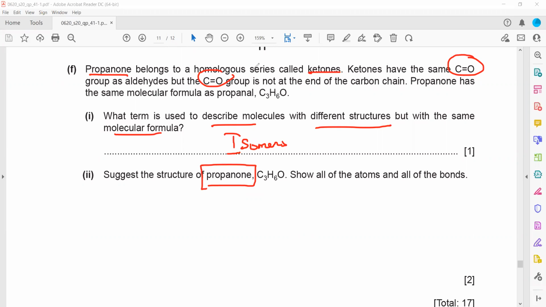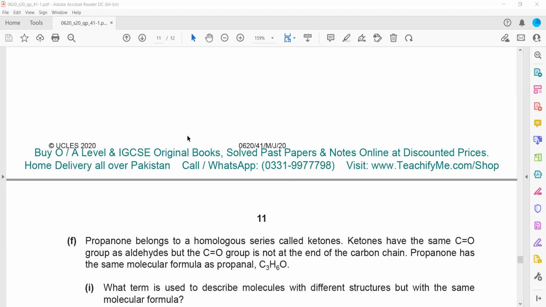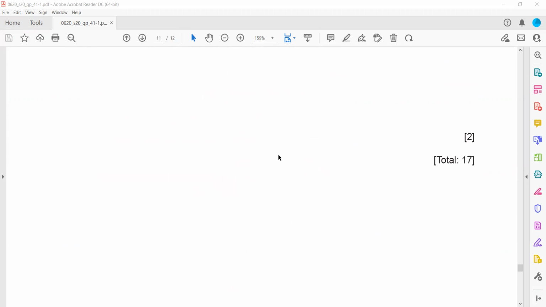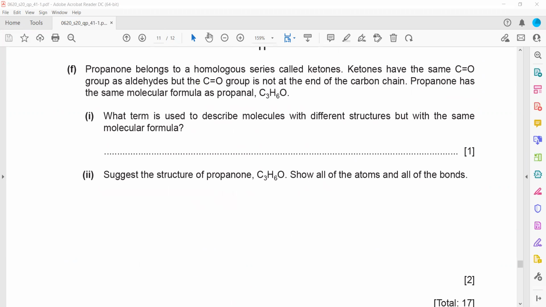As they mention here, this is propanal, and this is ethanal. So for propanone, they mentioned the C double bonded with O is not at the end. Three carbon atoms are there because we want to draw the structure of propanone. Prop means three carbon. First we'll draw three carbon. And they mentioned propanone belongs to a homologous series called a ketone, and they have C double bonded with O, same as aldehyde, but that is not at the end. So the C double bonded with O cannot be with the left hand carbon or the right hand carbon. It is always at the center for ketones.